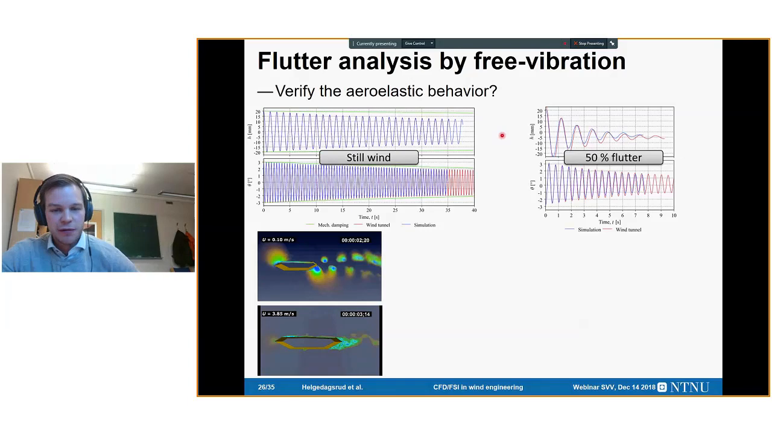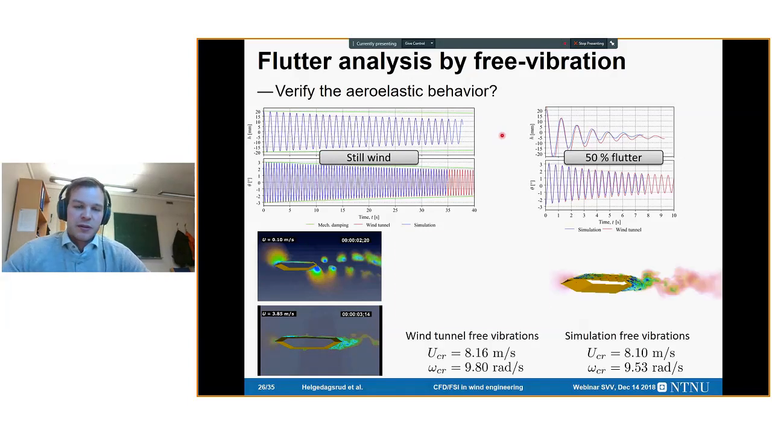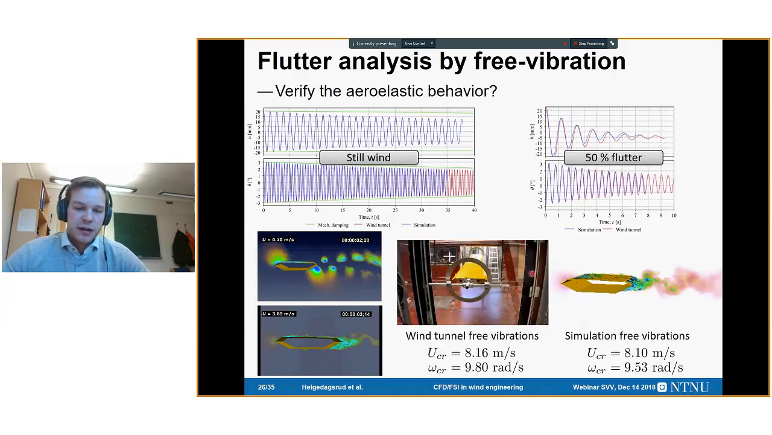And then finally, we have flutter. So here's the same as the last slide, and this is the numerical simulation. We can see that the video is kind of lagging, but we get really good predictions in both terms of the flutter mode and the critical velocity and frequency. So I think we really are able to capture the flutter behavior with numerical simulation.